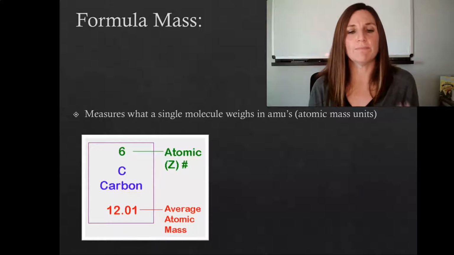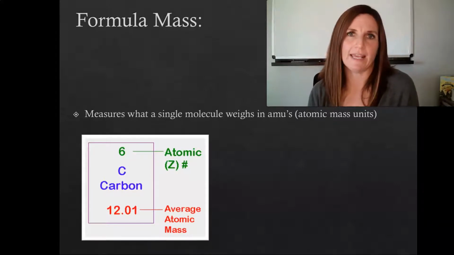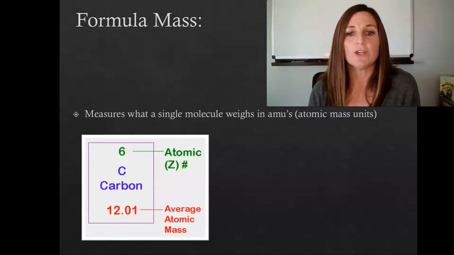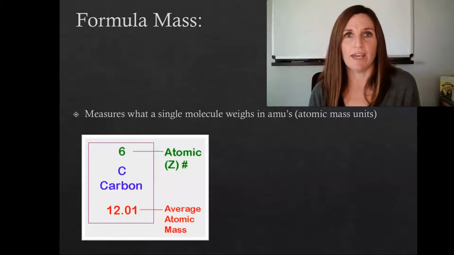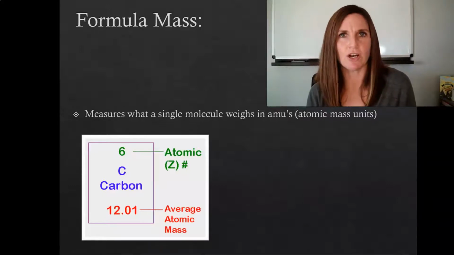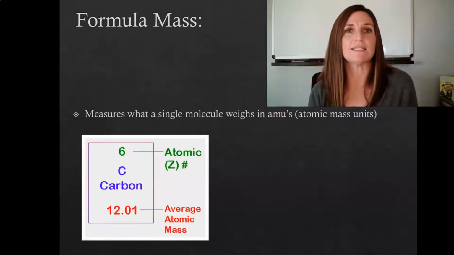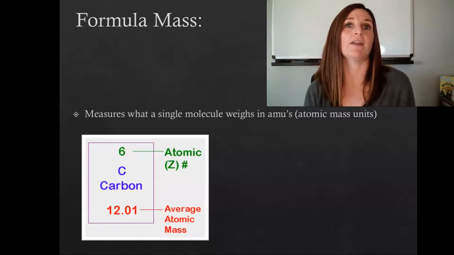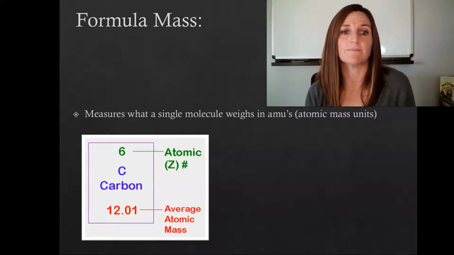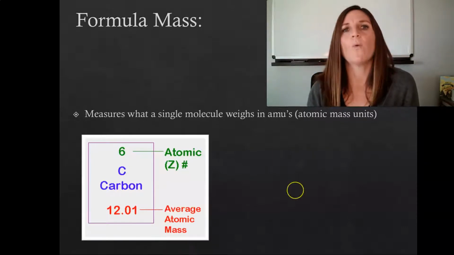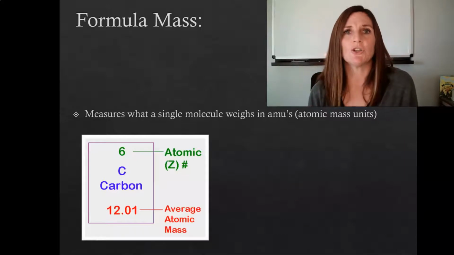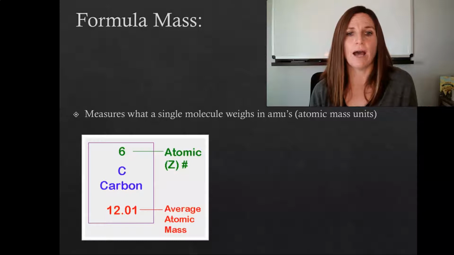So let's remember what a single molecule weighs in AMU. What you might remember is that an AMU is an atomic mass unit. And this was something that we learned last semester where we said that carbon 12 weighs exactly 12 AMU. And we did some math to figure out how to find the weighted average of an element. Now, instead of looking at just a single element or atom, we're going to be combining that information to look at how much a whole compound weighs or a whole molecule weighs.